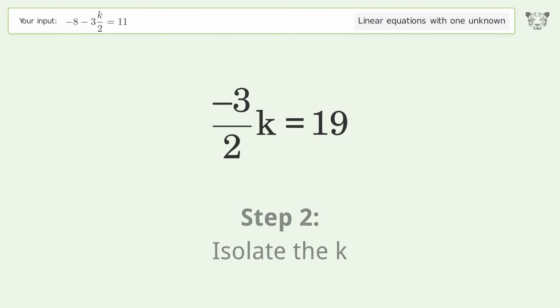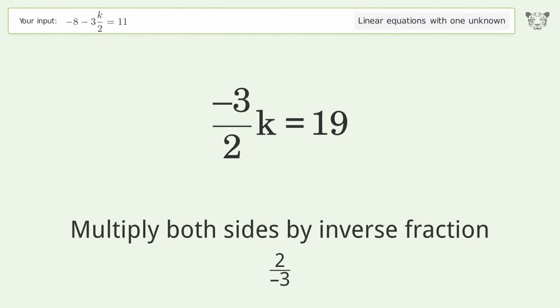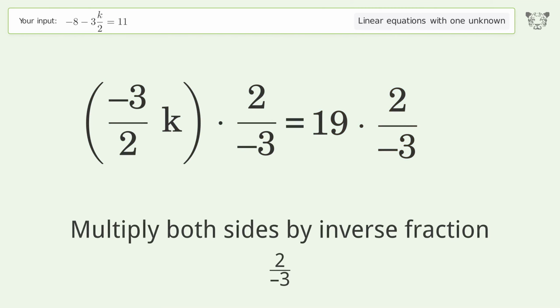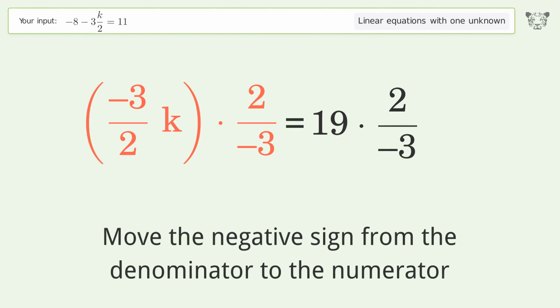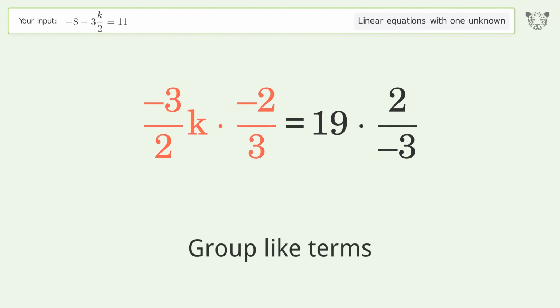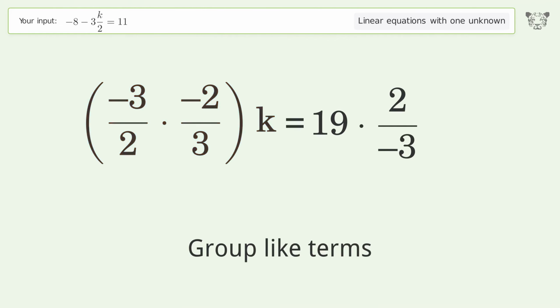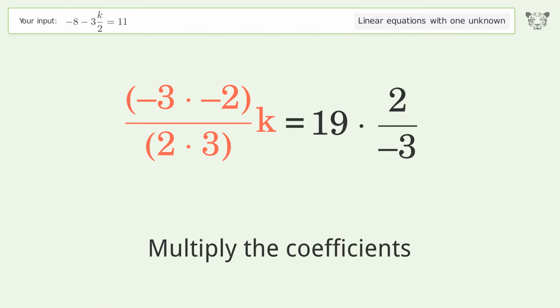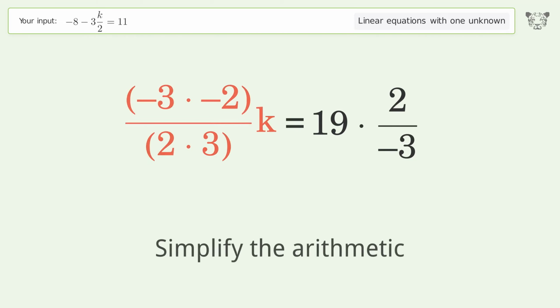Isolate the k. Multiply both sides by inverse fraction 2/3. Move the negative sign from the denominator to the numerator. Group like terms. Multiply the coefficients. Simplify the arithmetic.